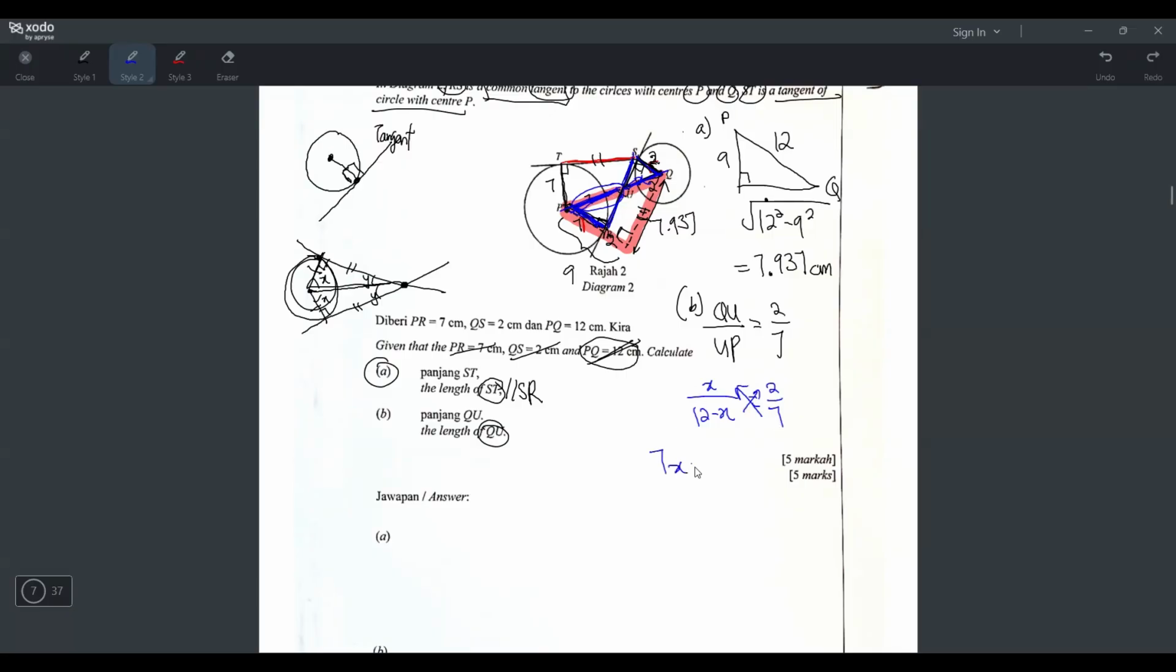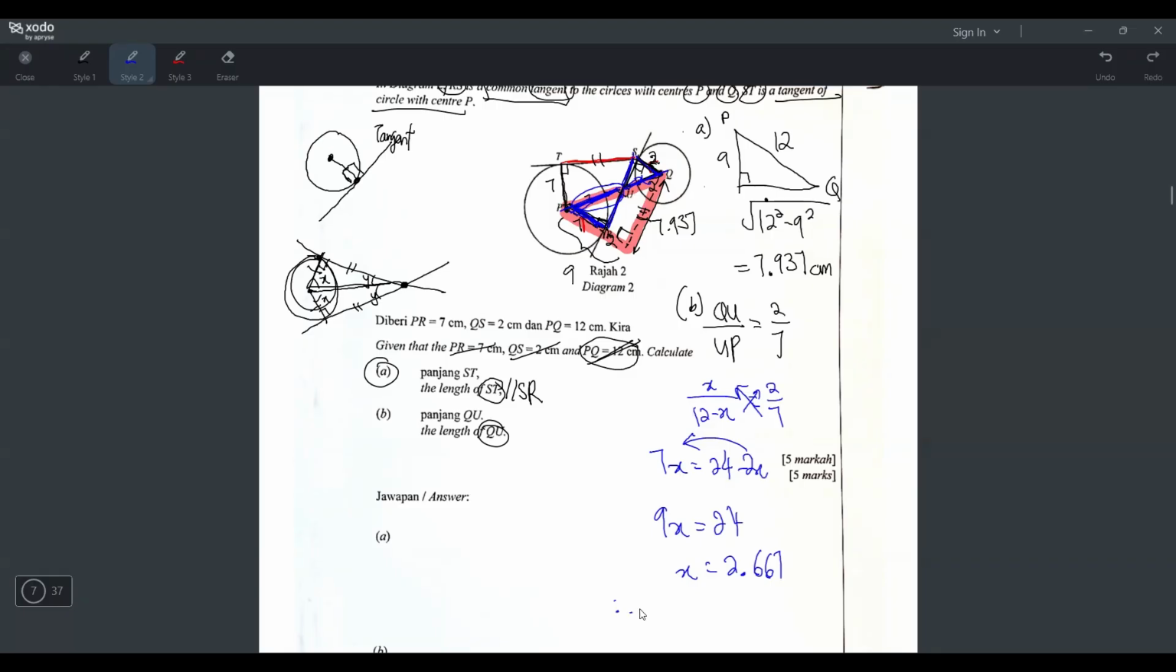7 times X is 7X. 2 times 12 is 24 minus 2X. 7X, bring the minus 2X over there, becomes plus 2X, so 9X equals 24. And then X equals 24 divided by 9. So press the calculator. Okay, my calculator gives me 2.6666666. So you can write four significant figures, 2.667, right?